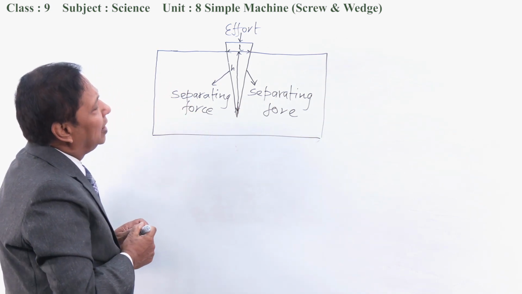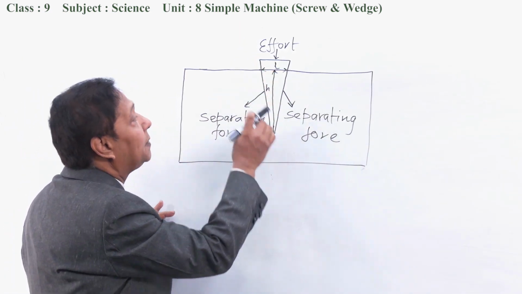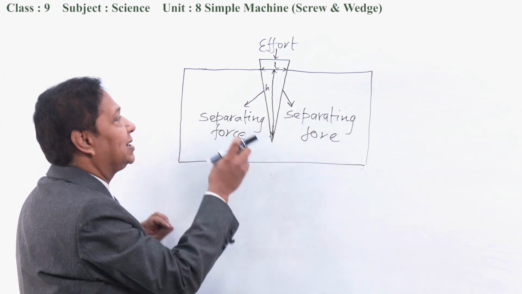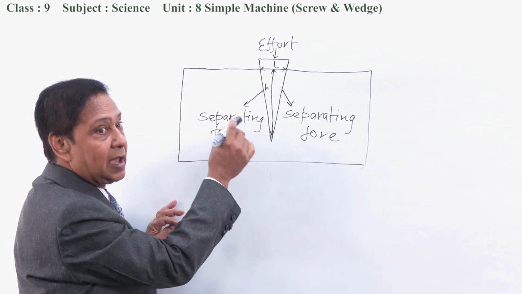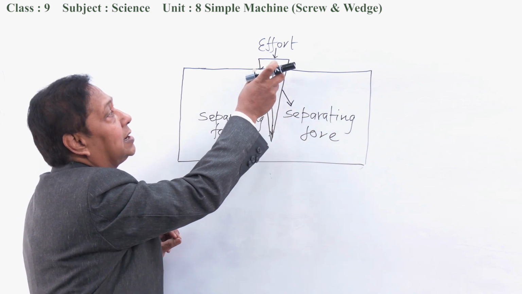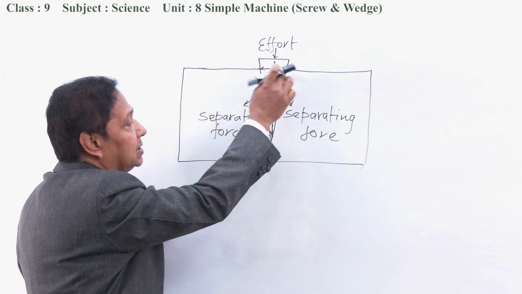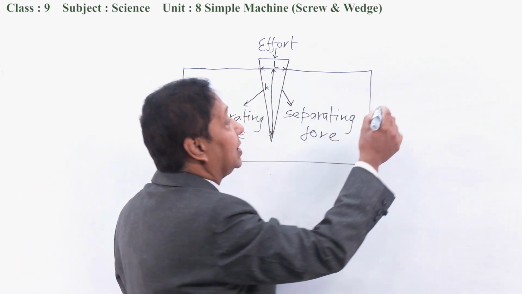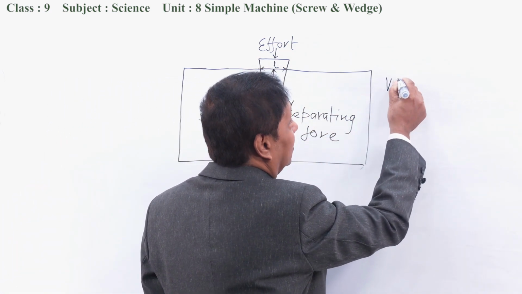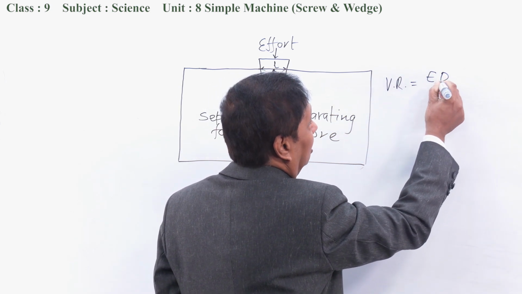Okay, now looking at the diagram, I think you are clear that this maximum height of the wedge inserted into the object can be considered as the effort distance, but the maximum thickness of the wedge inserted into the object can be taken as the load distance. This is the effort distance, this is the load distance. That's why what can I write? Velocity ratio is equal to effort distance upon load distance.